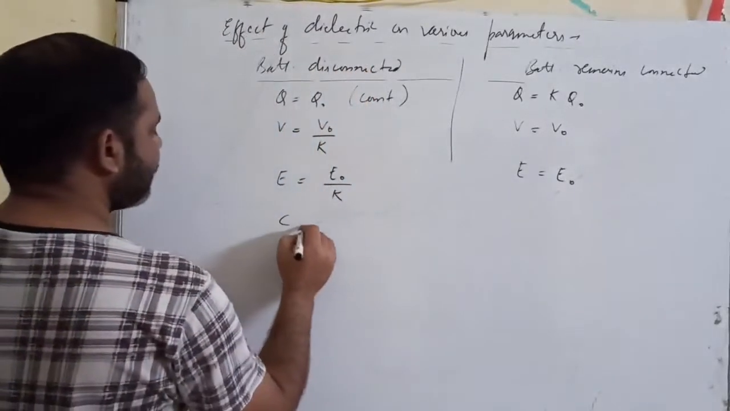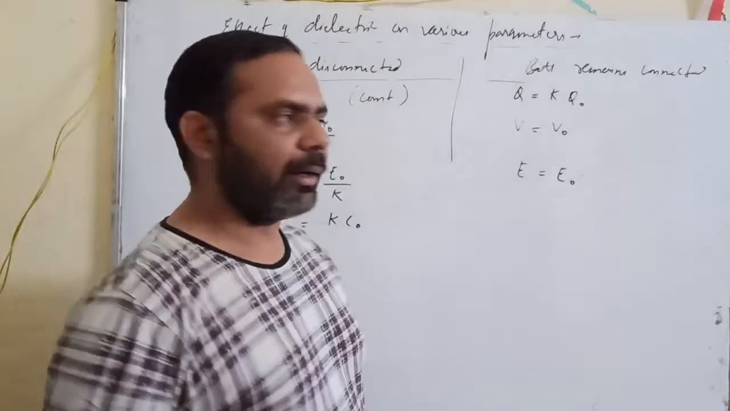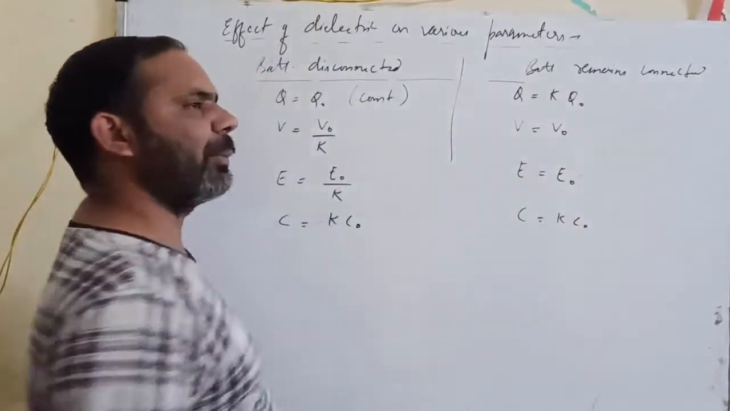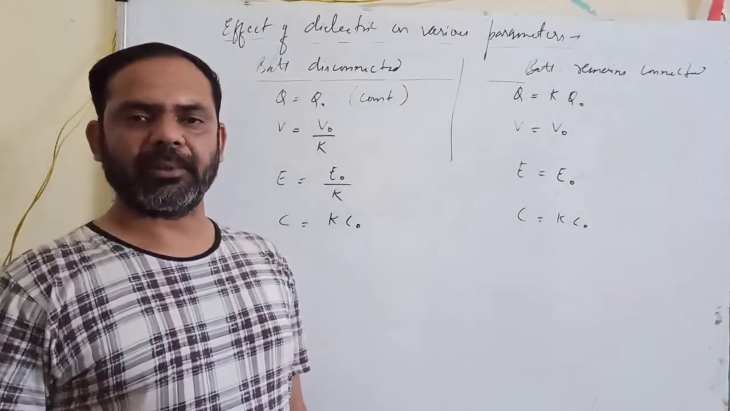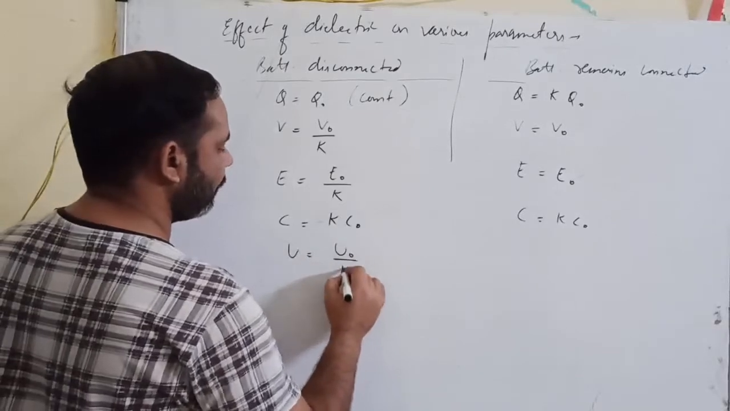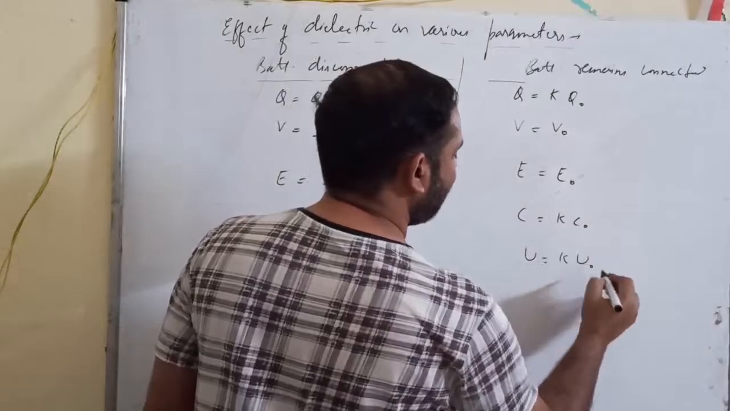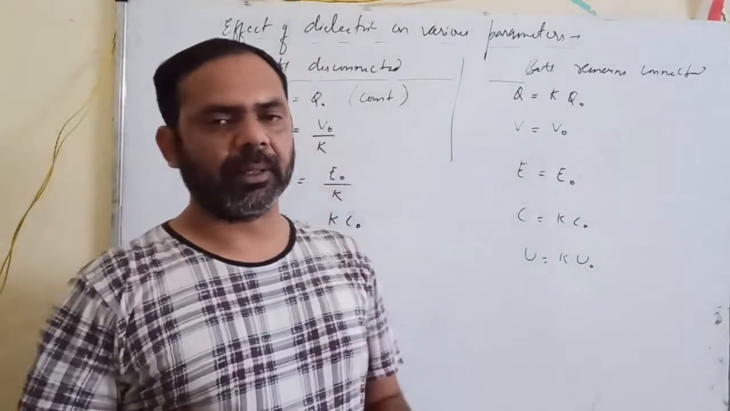Now capacitance here becomes K times, and capacitance here becomes K times. The capacitance in both the cases will become K times the original capacitance. U here becomes 1 upon K times, and U here becomes K times. U is the total potential energy of the capacitor.